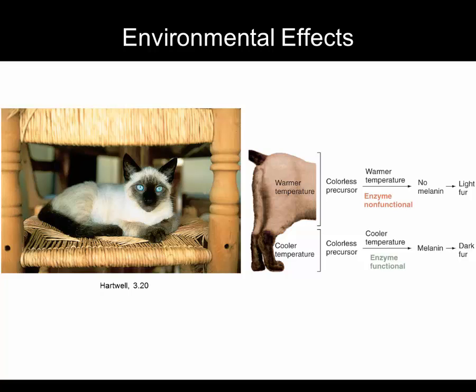This cat has the same genotype for brown fur all over its body, but the gene product responsible for making the pigment is temperature sensitive. It doesn't function well at higher temperatures, so the warmer parts of its body are light-colored, while the cooler, more distant parts are dark. Another example where genotypes can manifest differently is sexual dimorphism.